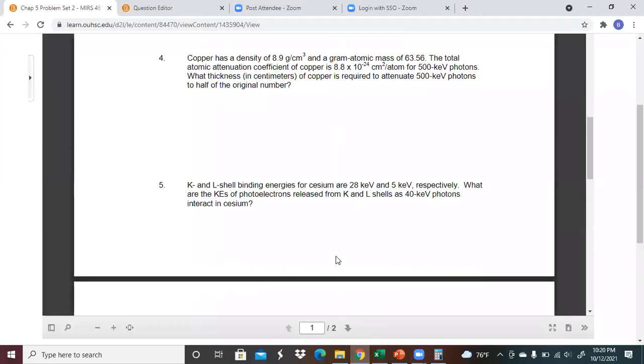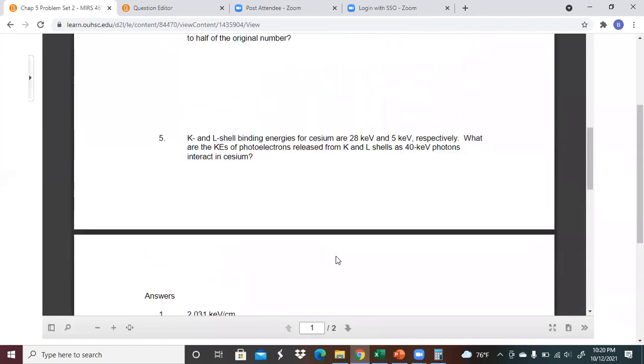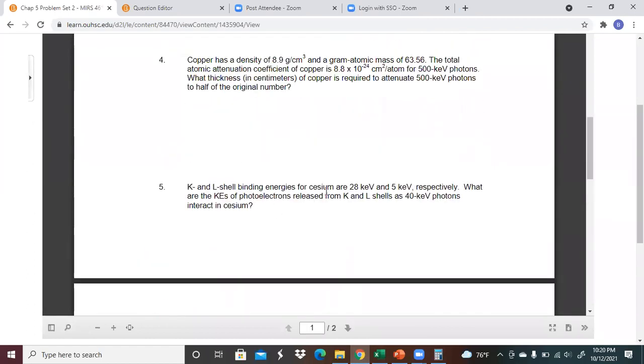Now, number 5, probably the easiest one of the bunch. K and L shell binding energies for cesium are 28 and 5 respectively. What are the kinetic energies of photoelectrons released from these shells as 40 keV photons interact in cesium? What I'm going to do is I'm going to work this particular problem. Of course, I have to have this activated. And I'm going to change this from 40 to 50 keV.